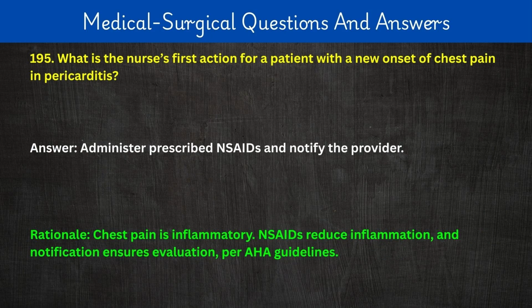195. What is the nurse's first action for a patient with a new onset of chest pain and pericarditis? Answer: administer prescribed NSAIDs and notify the provider. Rationale: chest pain is inflammatory. NSAIDs reduce inflammation and notification ensures evaluation, per AHA guidelines.